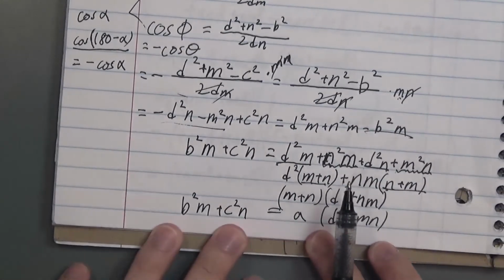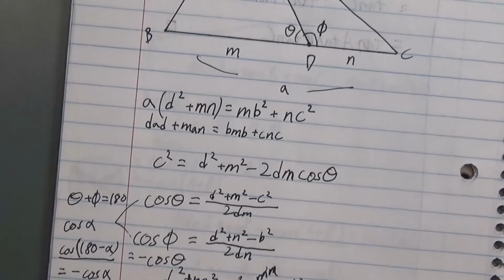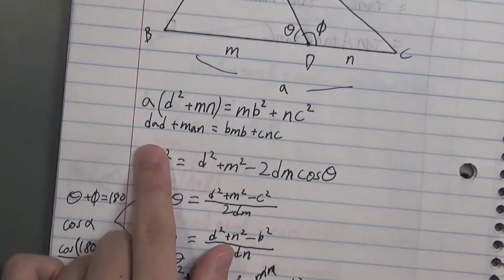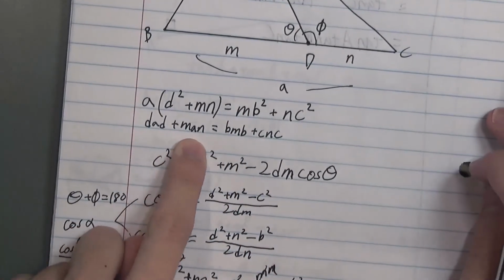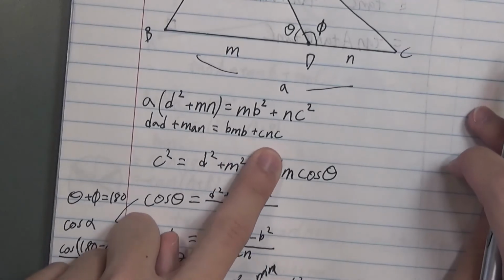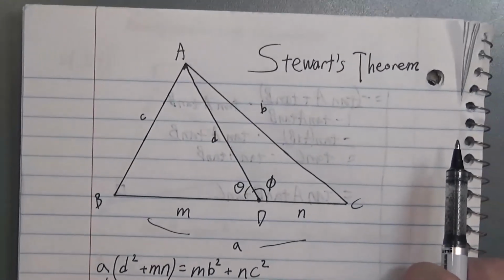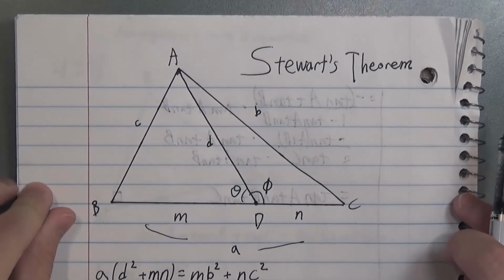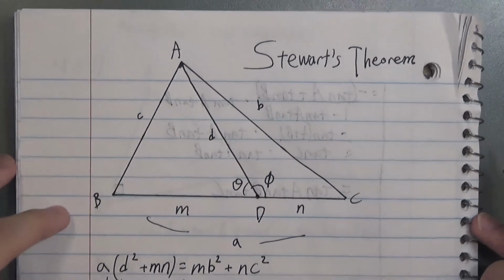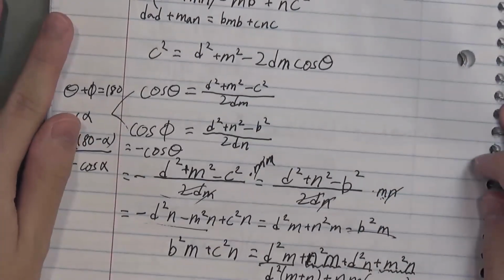So we've basically reached the exact same conclusion as up here, right? We got the dad, we got the man, we got the little bmb and the cnc, and we have a very interesting way of looking at lengths of a triangle. And we are done.